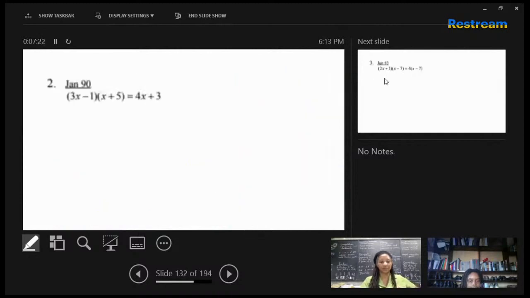All right, John. Plus 3x, if you can expand the brackets, using the distributive law. So 3x times x is 3x squared, and 3x times positive 5 is 15x. Negative 1 times x is a negative x. Negative 1 times a positive 5 is a negative 5. Is equal to 4x plus 3.